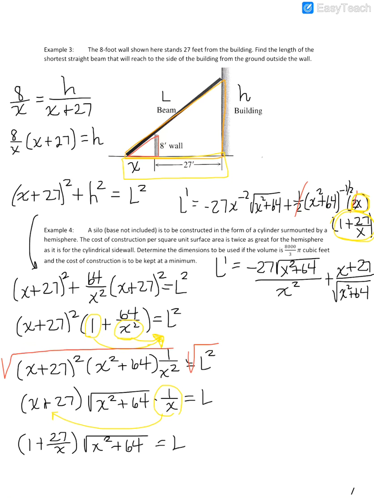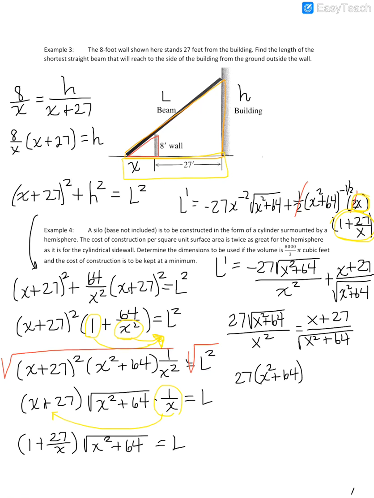Okay, let's add this negative 27 stuff here in the front. Let's add it over to the other side. Remember, we want this equal to 0 because we're trying to minimize the length of the beam. So add that over. So I get 27 radical x squared plus 64 over x squared equals x plus 27 over x squared radical x squared plus 64. I'm going to go ahead and cross multiply. Okay, so that is going to give me 27 times x squared plus 64, right? Because the radicals have canceled.